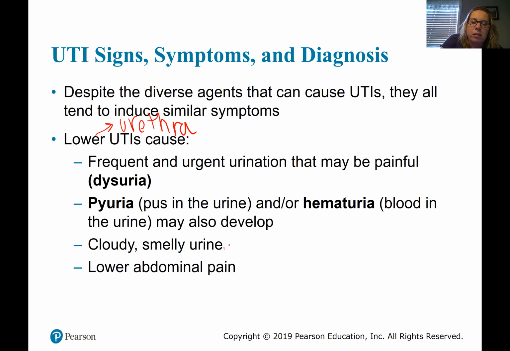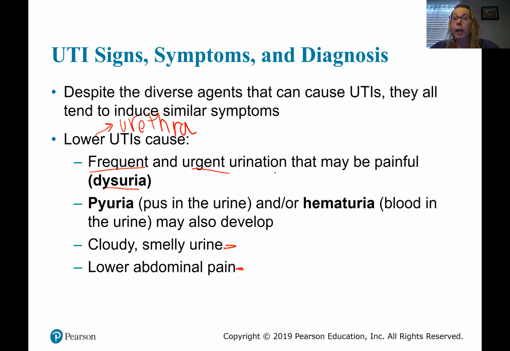So some signs and symptoms: cloudy urine with an off smell, lower abdominal cramping and pain, dysuria, which is frequent and urgent urination. Okay, you may have to go every few minutes, and it's like, oh, I gotta go now, and then there's nothing really that comes out. Pyuria, which is pus in the urine, or hematuria, which is blood in the urine. You can find that as well.